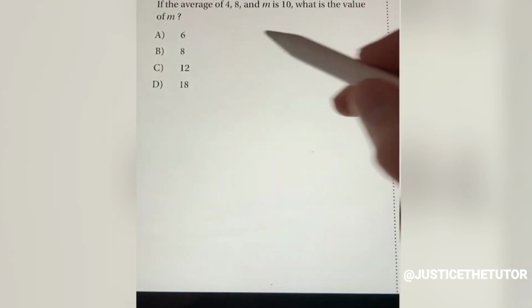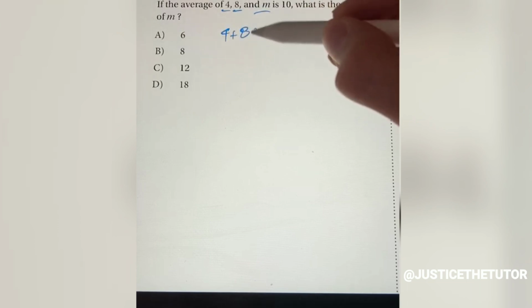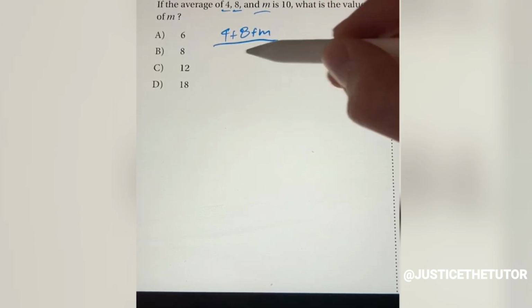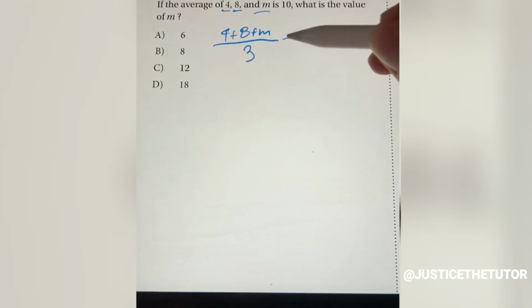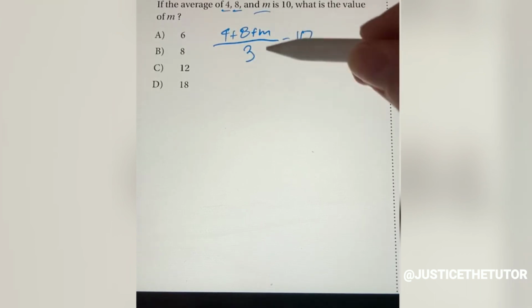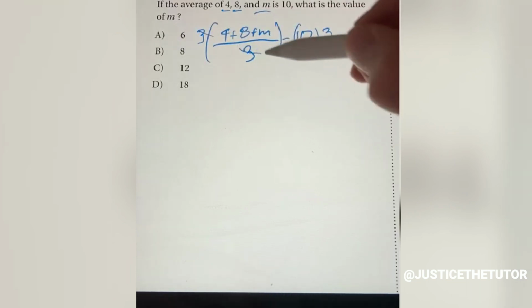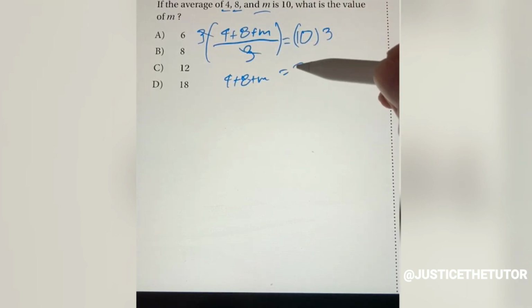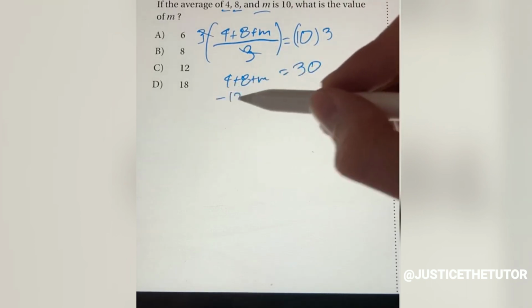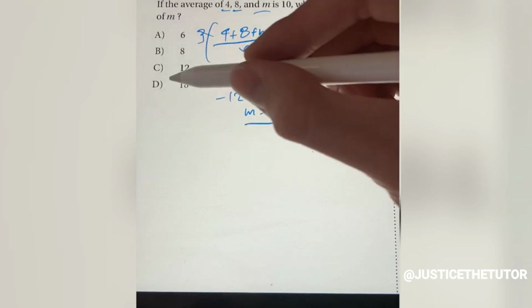If the average of 4, 8, and m is 10, what is the value of m? So the way you find averages is you first take all the numbers and you add them up. So you get 4 plus 8 plus m, and then you divide it by the total number of numbers. So there are 3 numbers, so you divide it by 3. And then it says that is equal to 10. So now all we have to do is solve for m. So if I multiply both sides by 3, then these 3's cancel, and I get 4 plus 8 plus m is equal to 10 times 3, which is 30. Then if I subtract both sides by 12, I'm left with m is equal to 18, which is D.